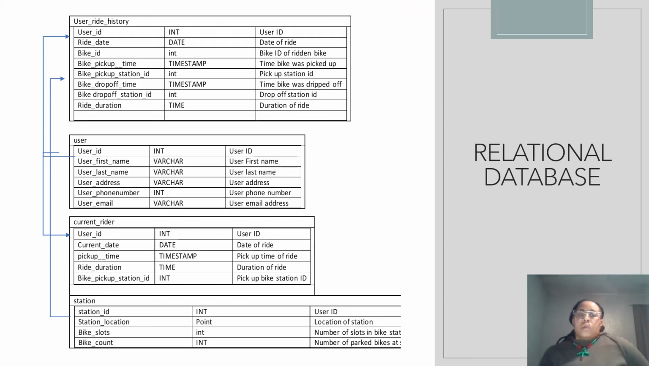Then we talked about the database, we did talk about a relational database. This is just showing the relationship between ride history and a current rider. It also talks about how we would be able to determine whether or not a station had bikes in it or not.